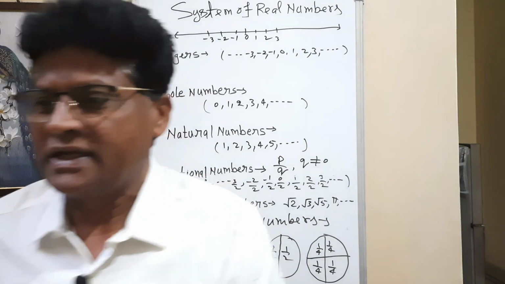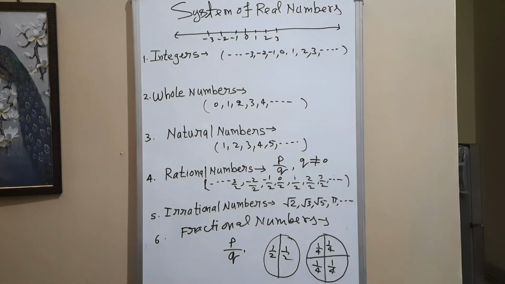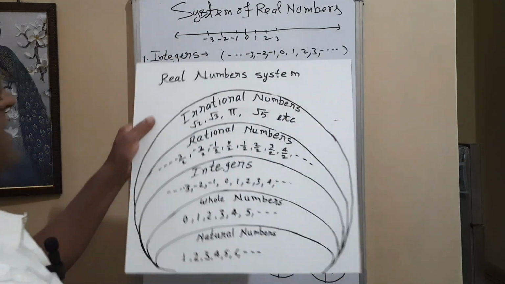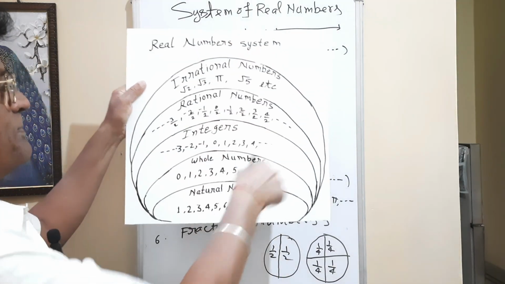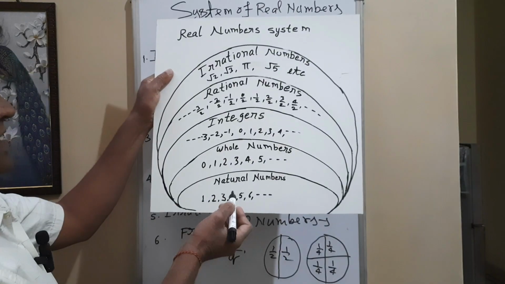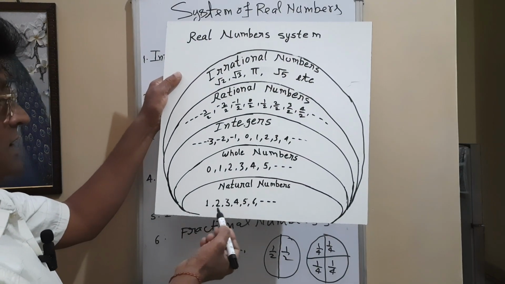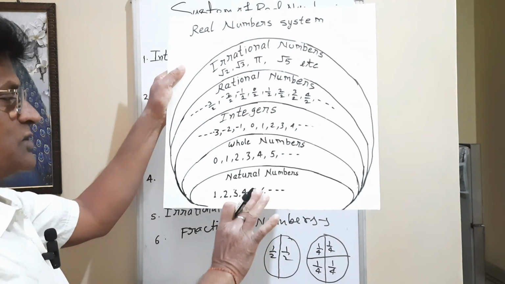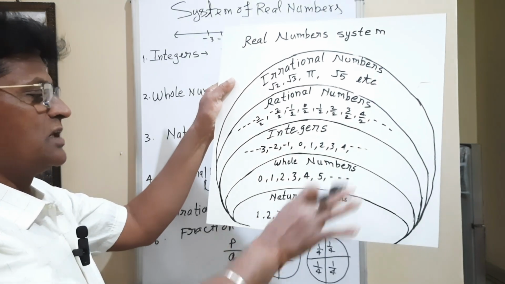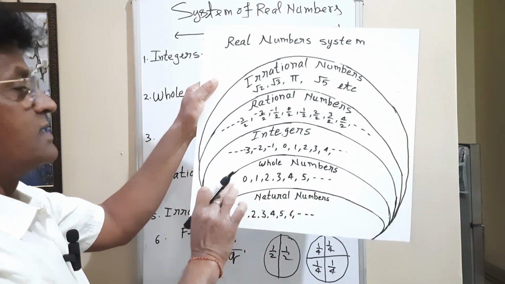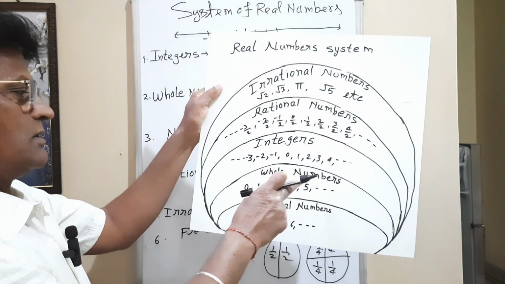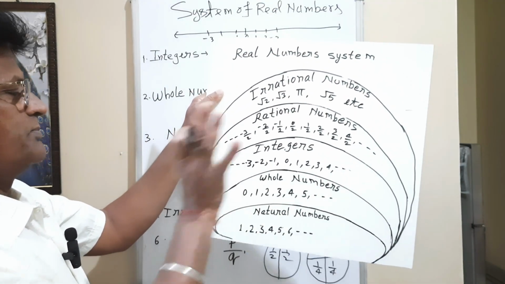the system of real numbers. My dear student, I have taken the teacher's aid. You see, I have represented all the numbers over here. First of all, I will start from natural numbers. These are the natural numbers. All the positive numbers 1, 2, 3, 4, 5. Then whole numbers. Whole numbers start from 0, 1, 2, 3, 4, 5. In the positive numbers you include 0. You will get the whole numbers.